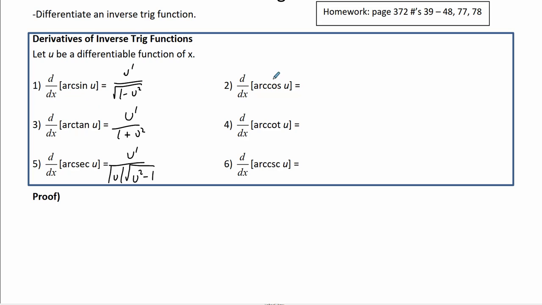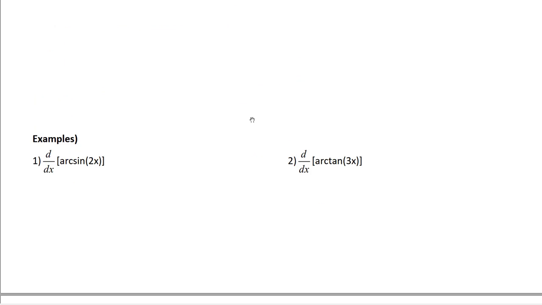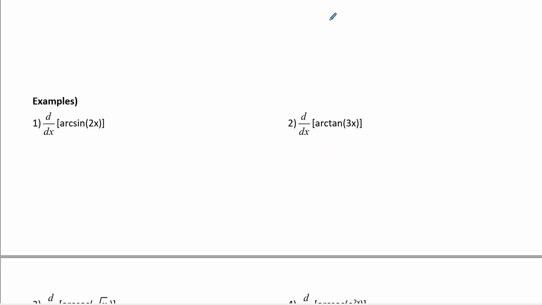Now the right-hand side, arccosine, arccotangent, and arccosecant, are exactly these, just with a negative out front. Anytime it starts with a c, it has a negative. So it's negative u prime over the square root of 1 minus u squared, negative u prime over 1 plus u squared, and negative u prime over the absolute value of u times the square root of u squared minus 1. I don't know of a good way to memorize those other than memorizing these ones, and then the c's are just negative. Sorry, I'm not going to prove anything. I don't want to waste your time, and I don't want to waste my time.